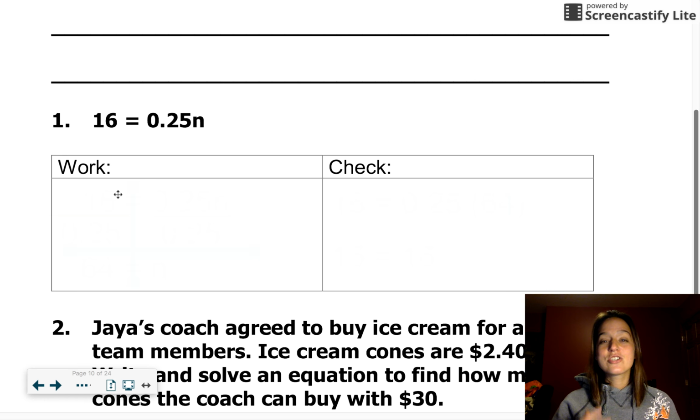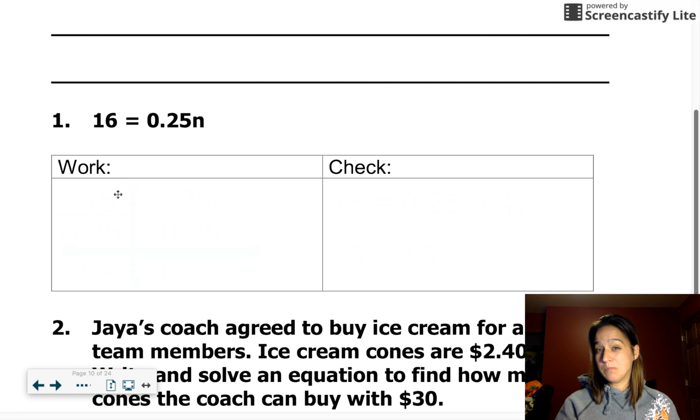So we're going to show our work. I am going to let you use a calculator today, but that just means you have to show your work even more. So we have to make sure we're writing everything down. If you're typing something in your calculator, you're writing it down on your paper. So let's start with 16 equals 25 hundredths times n.